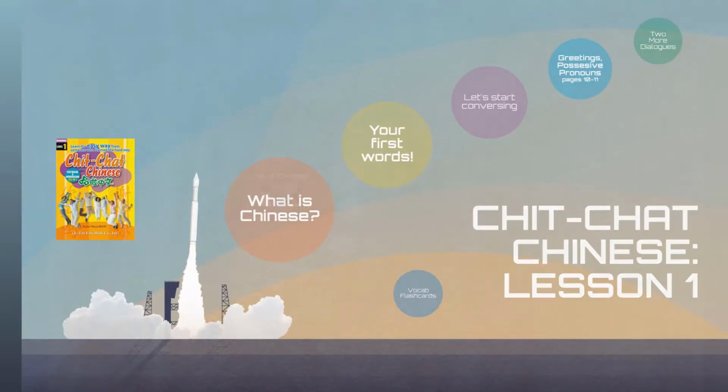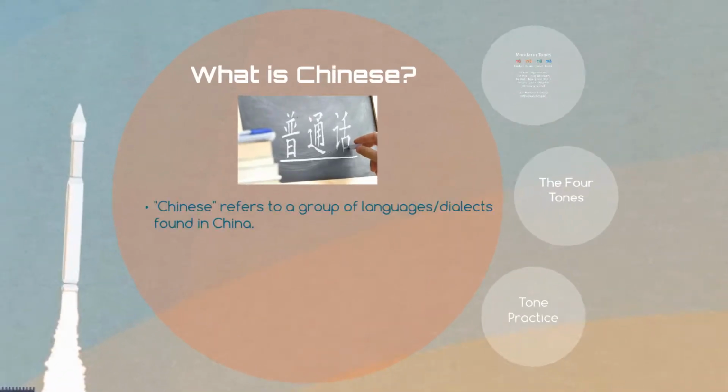So, what is Chinese? Chinese refers to a group of languages or dialects found in China. Now, China refers to them as dialects because that presents a unified political front, but many linguists really see them as different languages because they're not mutually intelligible. For example, Mandarin comes from the northern part of China, near Beijing, and Cantonese comes from Guangdong, formerly known as Canton, in the south. So you have two pretty much different languages.